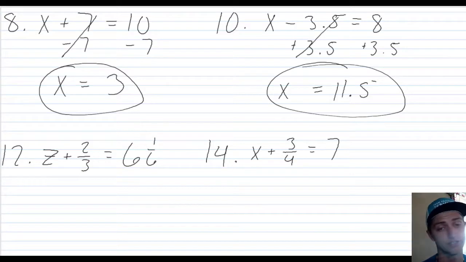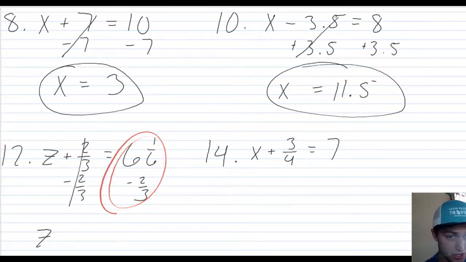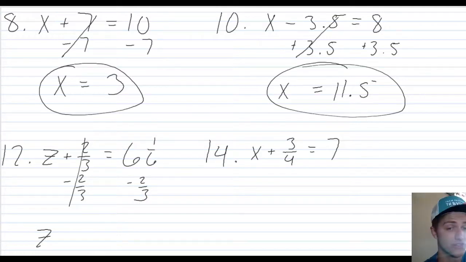z plus 2/3 equals 6 and a 1/6. How do we undo addition by 2/3? Subtract by 2/3. 2/3 minus 2/3, these things cancel. We're left with z on the left. What about the right? Well, we can't subtract. What's our rule for subtracting fractions? They have to have the same denominator. So we can do that, but it's going to be easier if we convert 6 and a 1/6 from a mixed number into an improper fraction. So we do that.